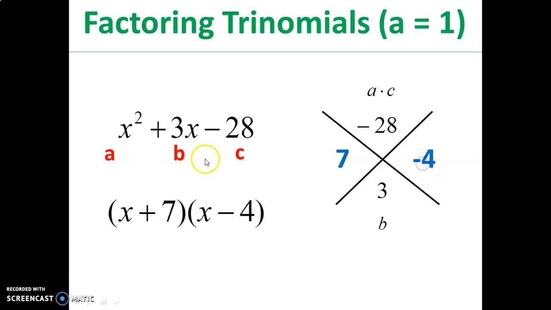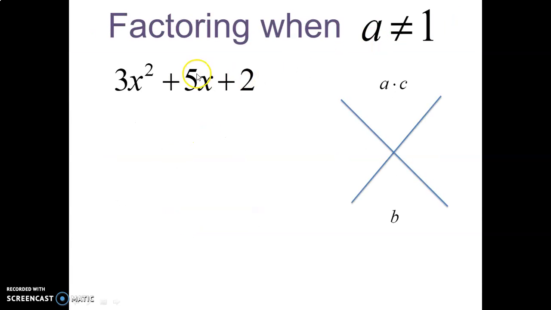So when a is 1, that tells you this standard form can just factor right into this factored form here. Easy. And now we have standard form to intercept form. Well, what about when a is not 1, like this?